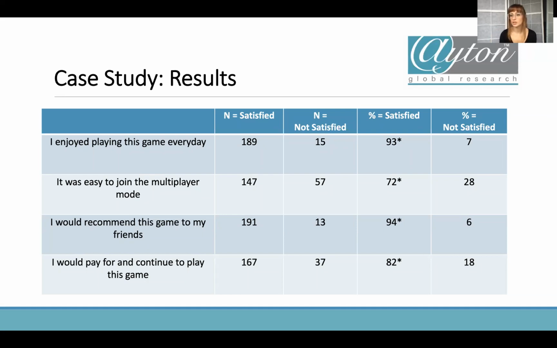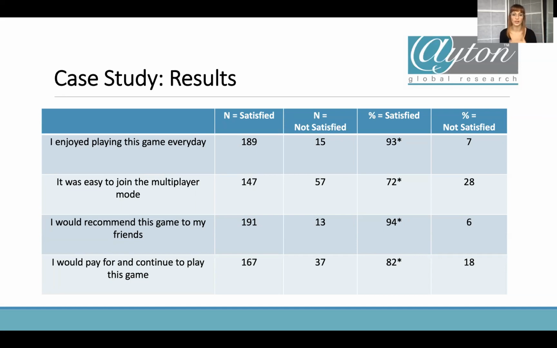So when we conduct a study, obviously you get a full report with lots of statistical analysis and things like that. But right at the end of the report, you get a table which looks a bit like this, which has your claim or your question, the number of people that had a satisfied response, the number of people that weren't satisfied, the percentage of those people that were satisfied, and the percentage of people that were not satisfied. And this helps us really draw quantifiable results from the data.